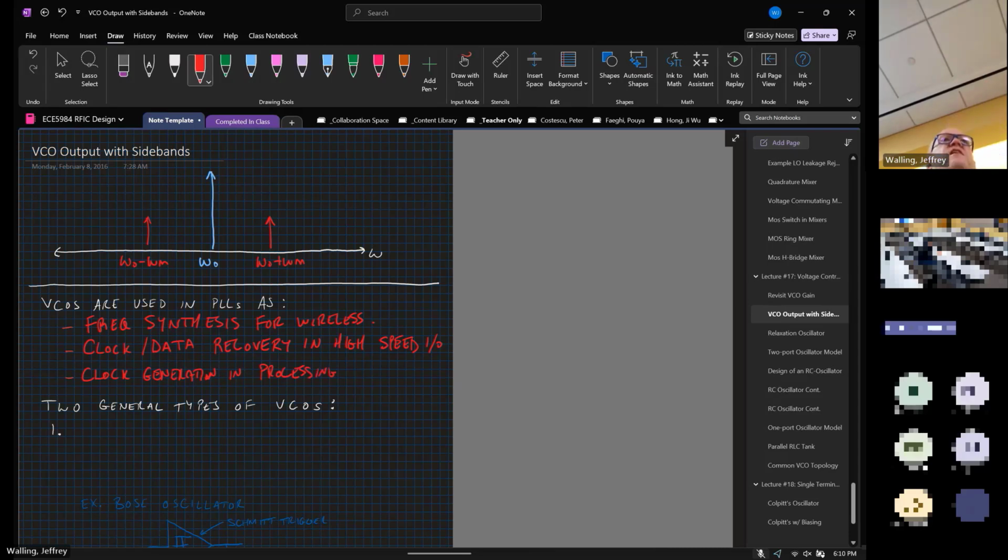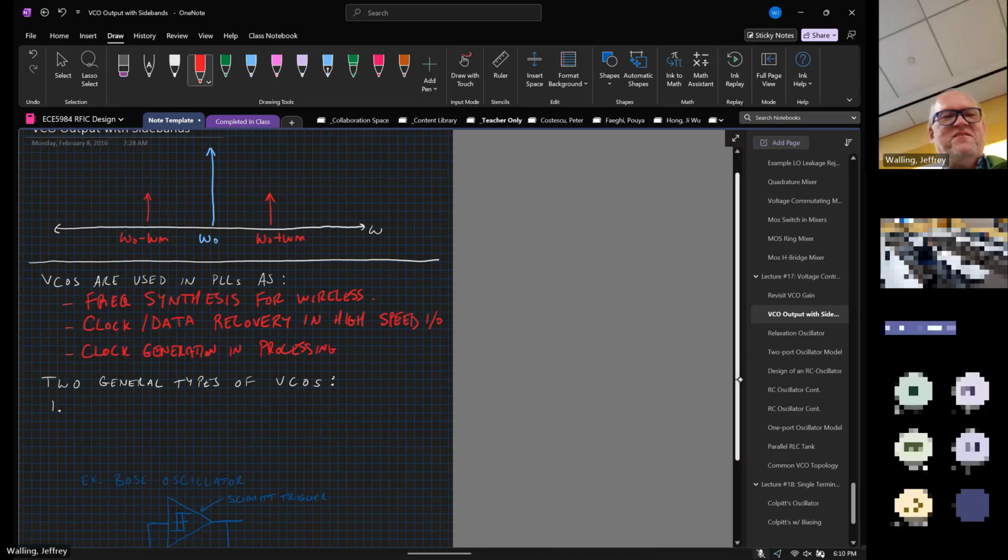Of course, we can also use it for clock generation and processing. Bedad can tell you all about clock generation. He's had a lot of fun with it.